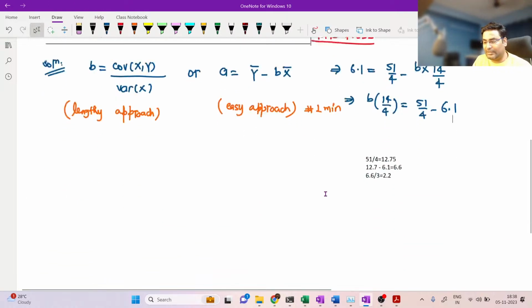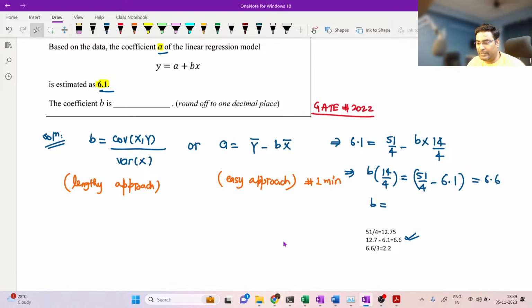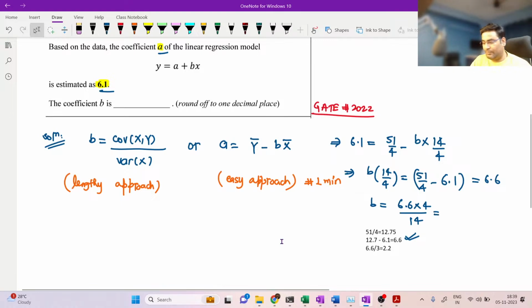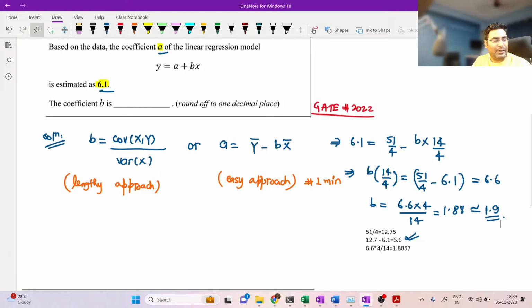See, this does not change anything. This is fine. After doing the math, it comes to 6.6. So what is B? 6.6 into 4 by 14. Let's do this, guys. How much is that? 1.88, approximately 1.9. Perfect. Let's move on to the next question, guys.